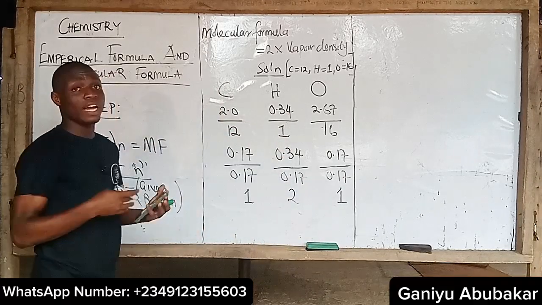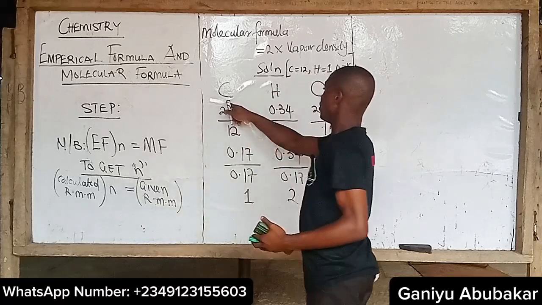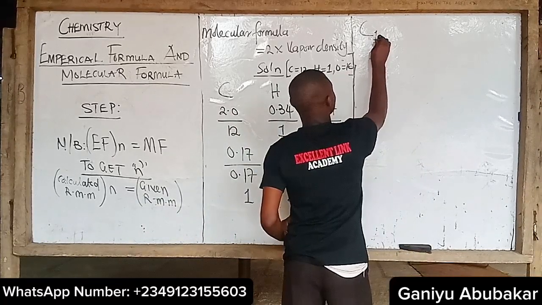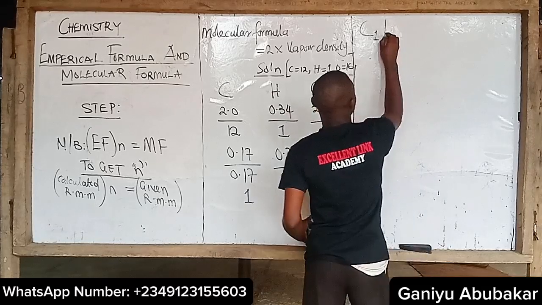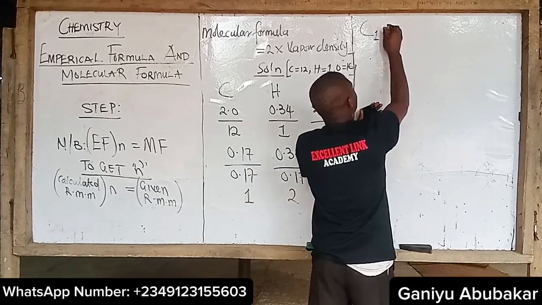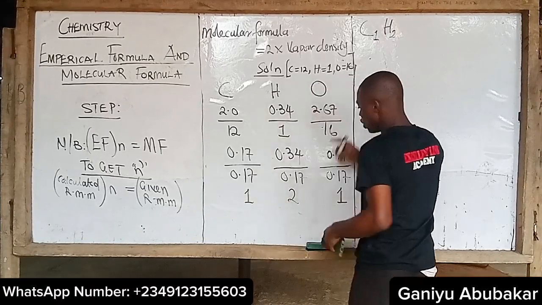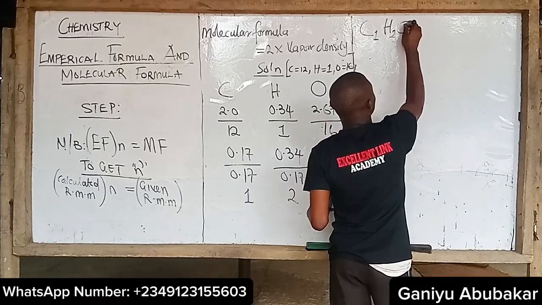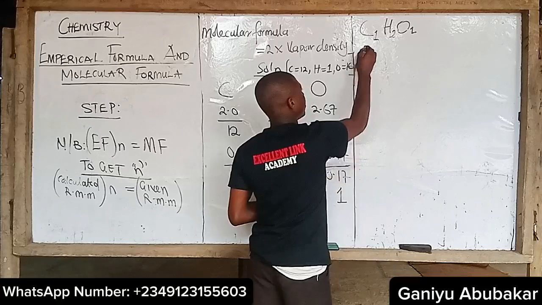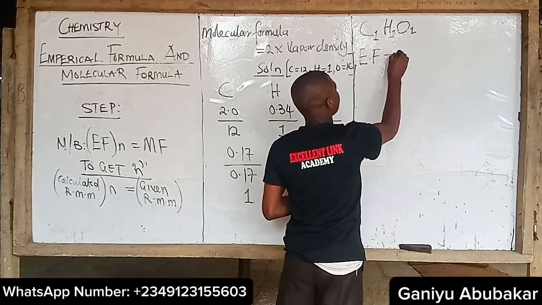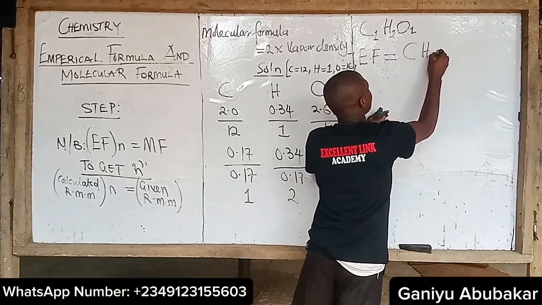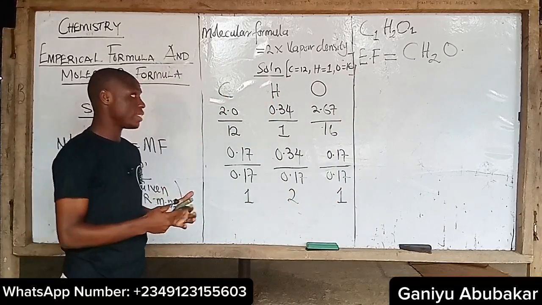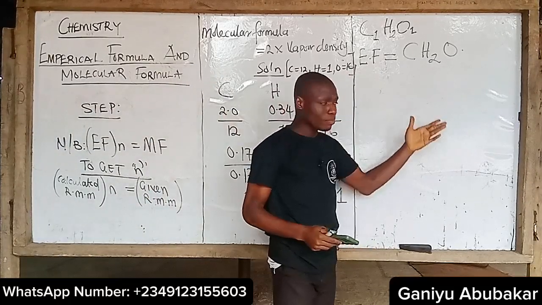So the empirical formula is formed. How? I have C, and this is a 1, so C1. Next, H: how many hydrogen? I have 2 hydrogen, H2. Next, oxygen is 1, I have just 1 oxygen. So the empirical formula is given as CH2O. This becomes the empirical formula that I'm looking for.